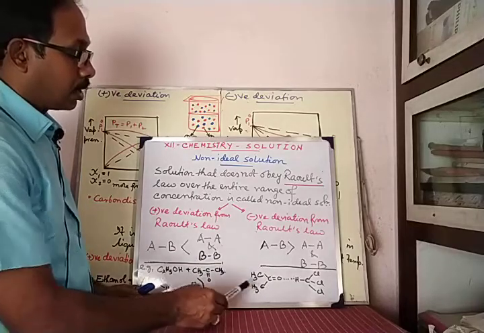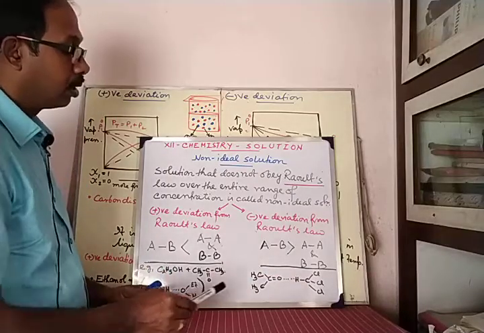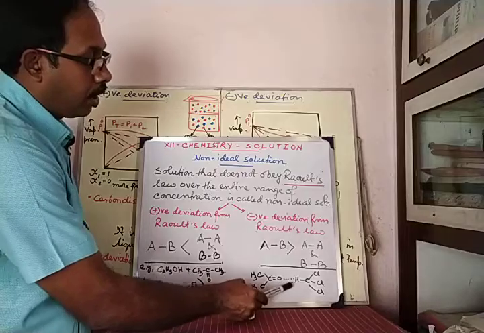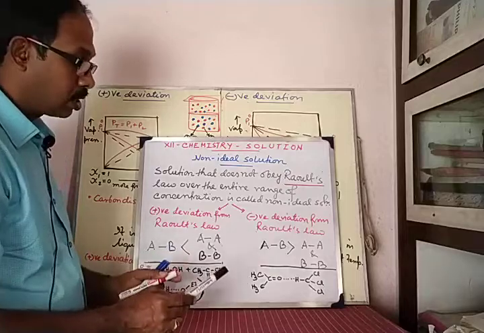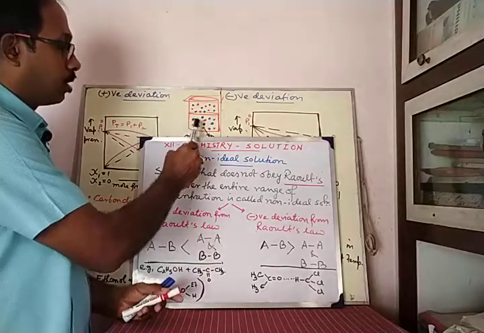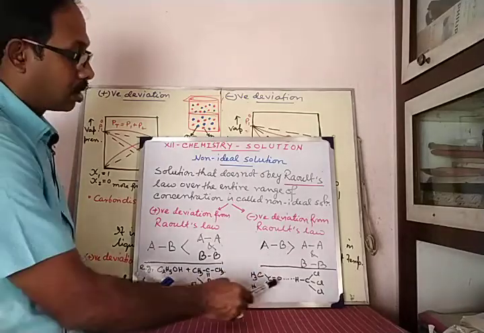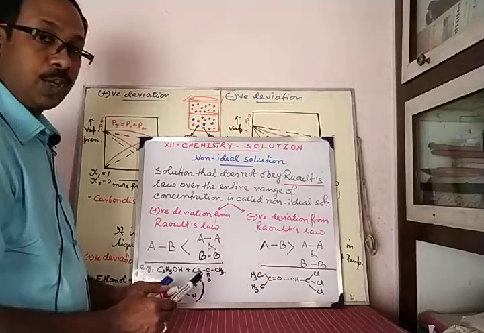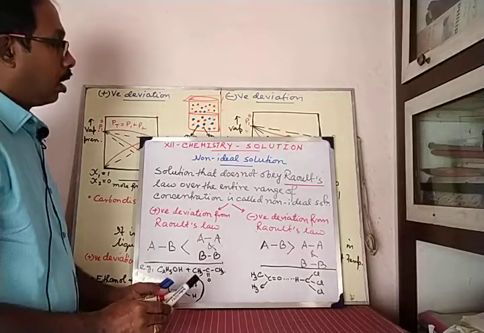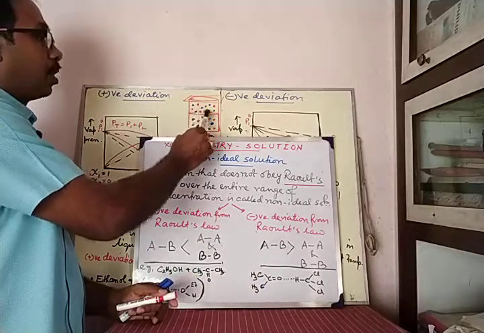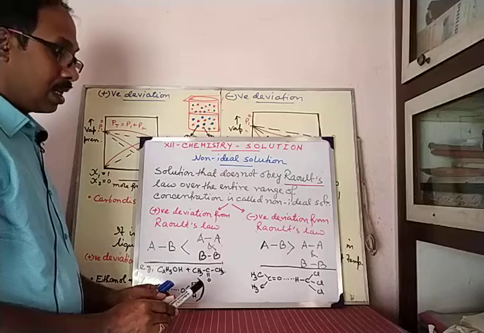Now here it is negative deviation. What happens? For example, say acetone and chloroform. When they are mixed, there will be formation of intermolecular hydrogen bond between acetone molecule and the chloroform molecule. That means after mixing of the two components, the attraction force between A and B kind of particles becomes more than original AA and BB interactions. Therefore, less number of vapor molecules will come from the liquid mixture and the vapor pressure will be less than expected.